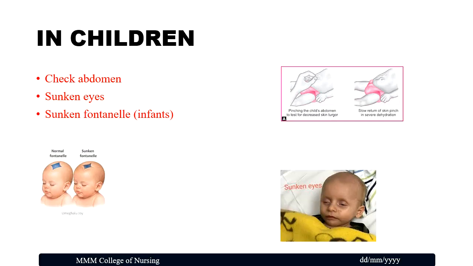In children, we are supposed to check the abdomen, and we can also look for sunken eyes and a sunken fontanelle, as the normal fontanelle will be like this, whereas there will be a depressed, sunken fontanelle in dehydration. In children, dehydration can be very severe. We check skin turgor on all these three sites.